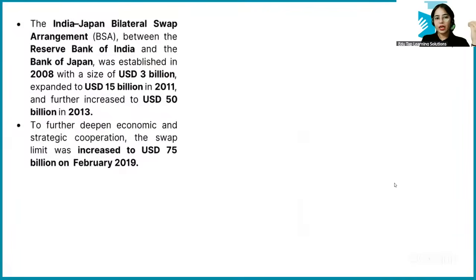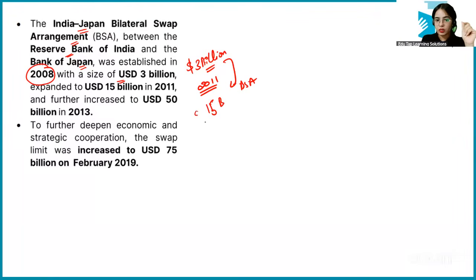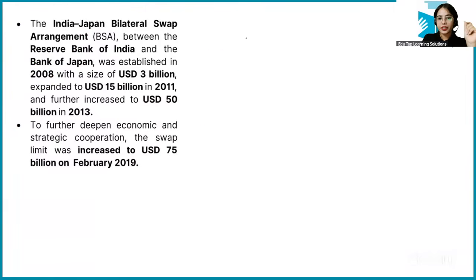Now, let's see some background. The India-Japan bilateral swap arrangement between Reserve Bank of India and Bank of Japan was established in 2008 with a size of $3 billion. In 2011, it was decided that the amount would be increased from $3 billion to $15 billion, for the time period of 2012 to 2015. So initially, the arrangement was decided in 2008 for the value of $3 billion.